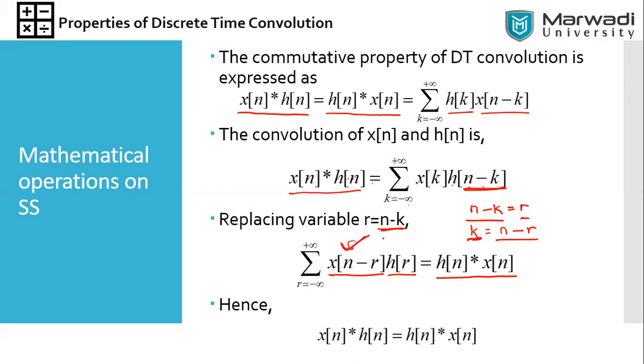This and this both are same. The only difference is that here the variable is k and here the variable is r. Otherwise, there is no difference between these two equations. So you can write h of n convoluted with x of n. So that means the commutative property holds. Understand? Are you getting it?